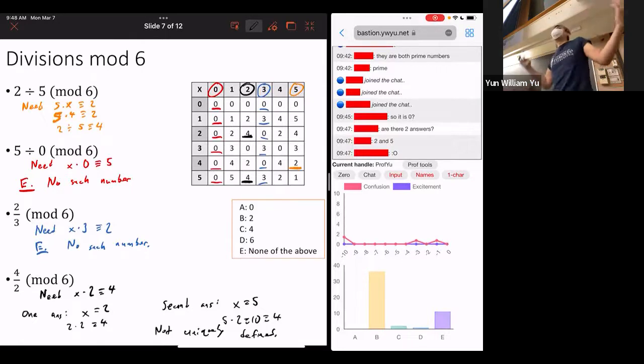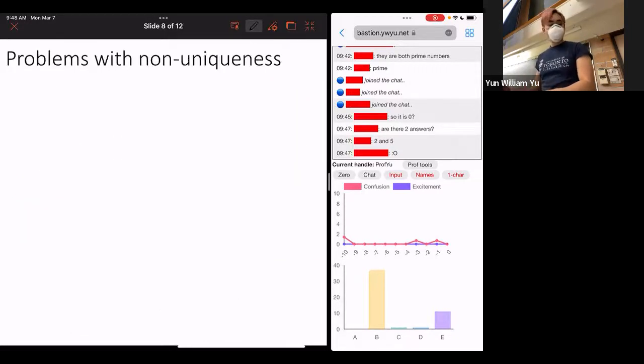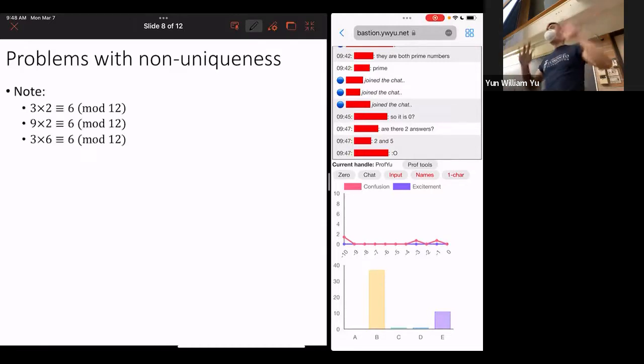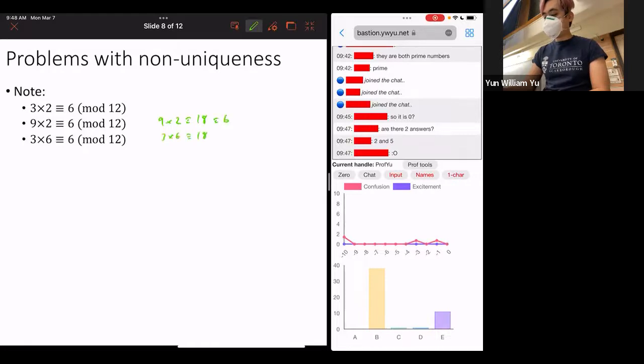And so this is actually not uniquely defined. Okay, so you might be wondering, fine, that particular one is not uniquely defined, but maybe it's still useful to say something along the lines of 4 divided by 2 is either equal to 2 or 5. But you end up with additional problems when you do that. So there are some problems with non-uniqueness. I'm going to go up to mod 12, and I'm just going to make these claims. 3 times 2 is equivalent to 6 mod 12. 9 times 2 is equivalent to 6 mod 12. And 3 times 6 is equivalent to 6 mod 12. You should be able to check these: 3 times 2 is equal to 6. 9 times 2 is 18, which is equivalent to 6. And 3 times 6 is also 18, which is equivalent to 6.